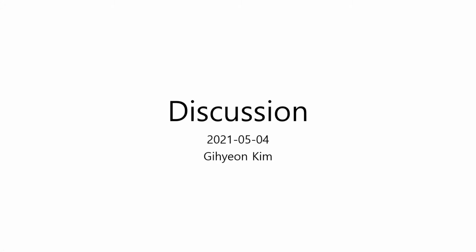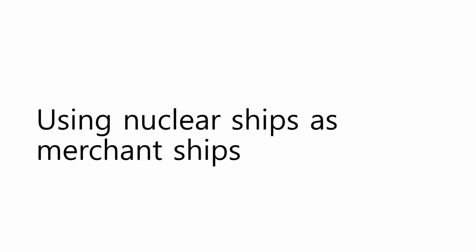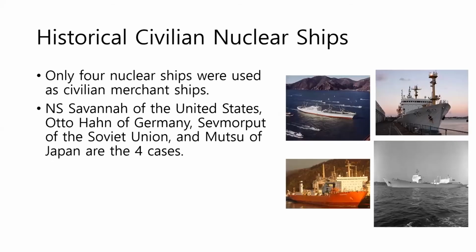So for my second discussion, I'm going to talk about nuclear ships, because I am in the nuclear and quantum engineering department. My topic is about using nuclear ships as merchant ships or commercial ships. For the historical view, there are only four of them used as civilian merchant ships: the Savannah of the United States, the Otto Hahn of Germany, the Sevmorput of the Soviet Union, and the Mutsu for Japan.